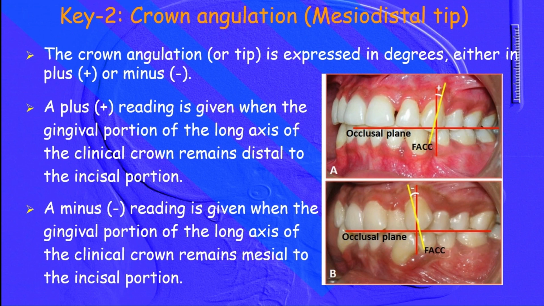A minus reading is given when the gingival portion of the long axis of the clinical crown remains mesial to the incisal portion. Look at the second picture, in which the crown angulation of the maxillary canine is negative. When the crown of a canine is distally angulated, as shown in the picture below, it is usually considered unfavorably angulated. This is important because you have to modify your mechanics during the comprehensive orthodontic treatment.